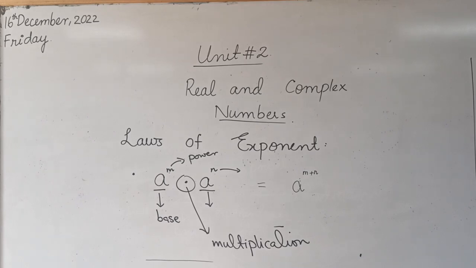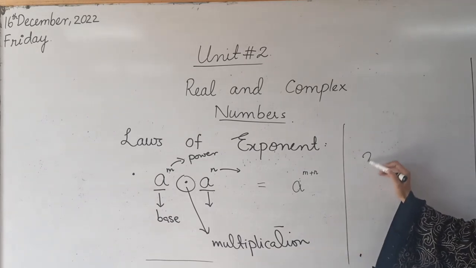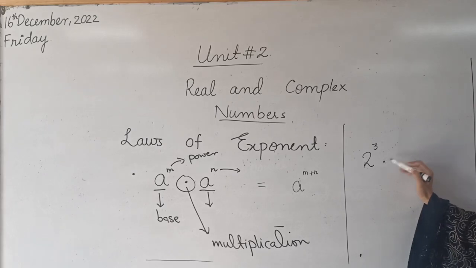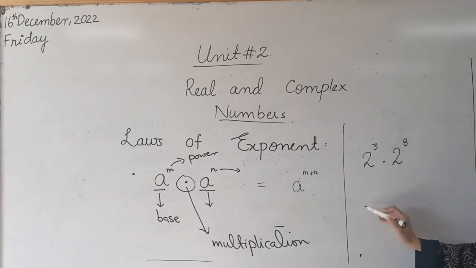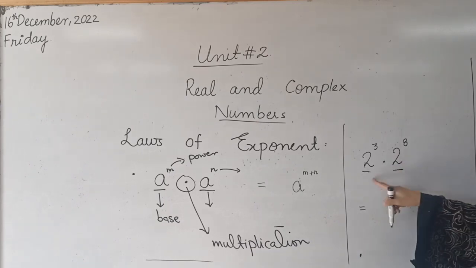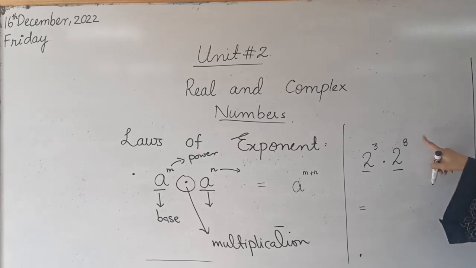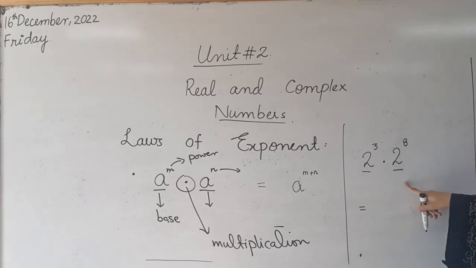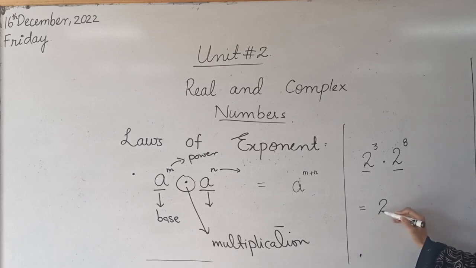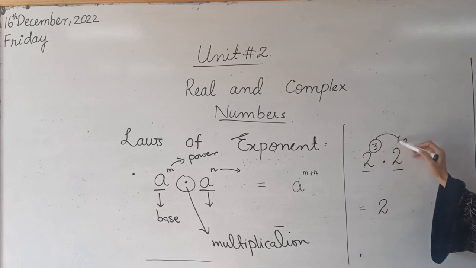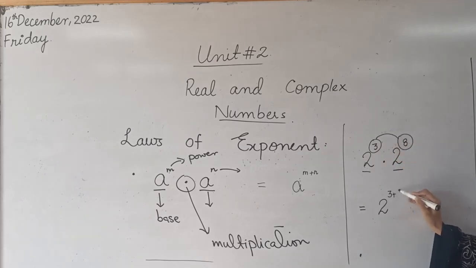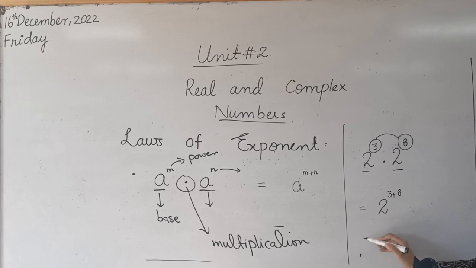plus n. For example, if we have 2 raised to power 3 multiplied by 2 raised to power 8, then this is equal to, bases are same, the 2 is base having power 3, here 2 is base having power 8, and the numbers are multiplying with each other. So what will we do? We'll write 2 as the common base and their powers will add, 3 plus 8. What will be the answer? 2 raised to power 11.